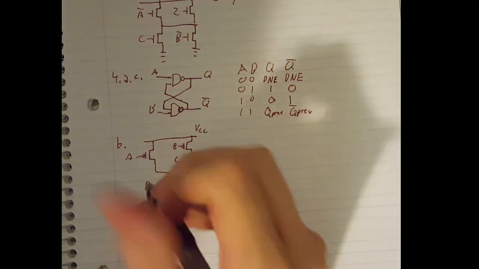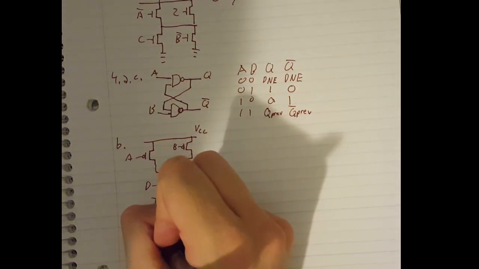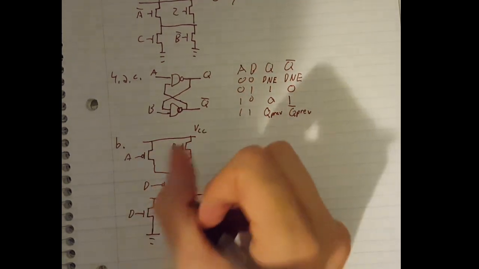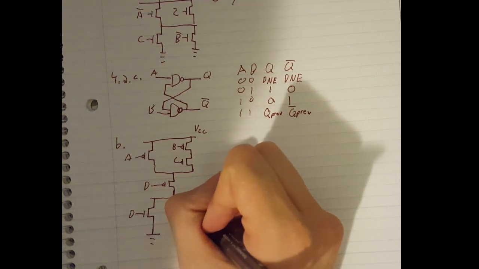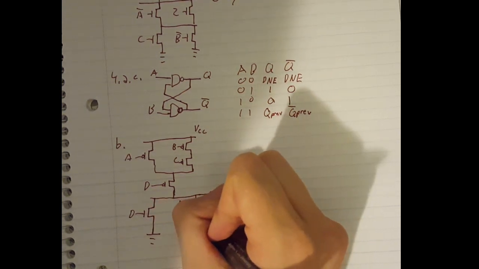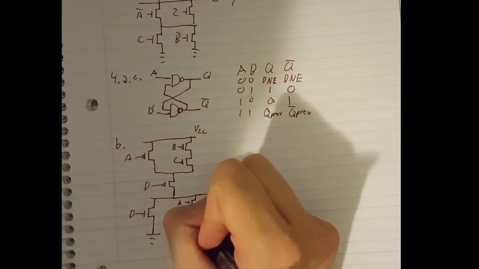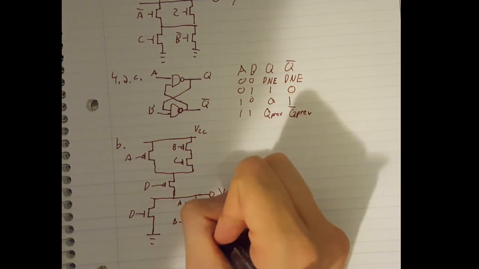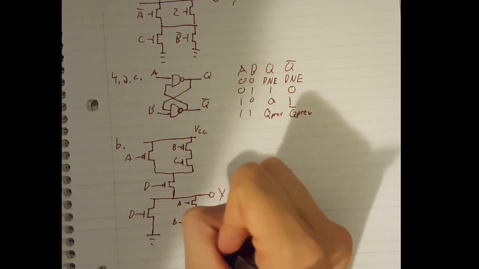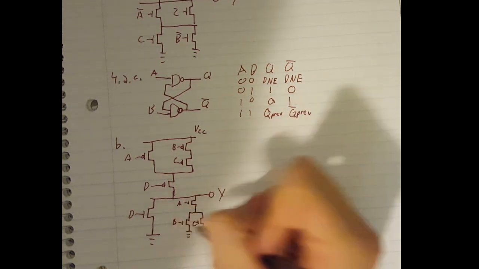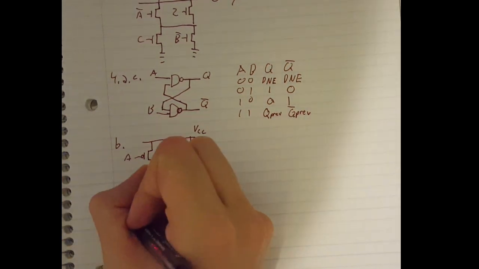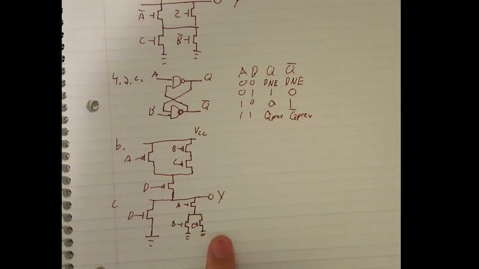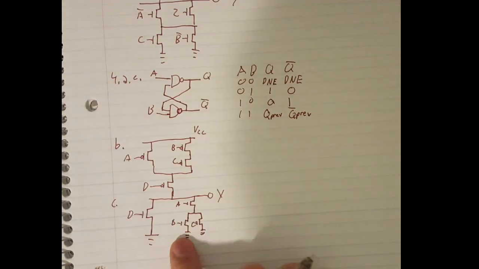So the pull-down network for this is D in parallel with A, which is in series with B. C. So this part's actually C. B is asking us what function does the circuit implement. C is asking us to sketch the pull-down network. So here's the pull-down network.